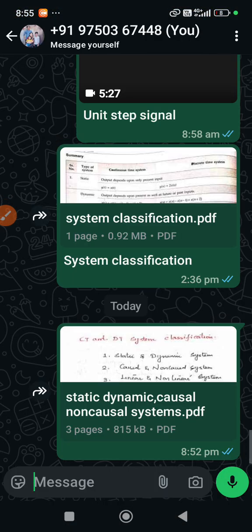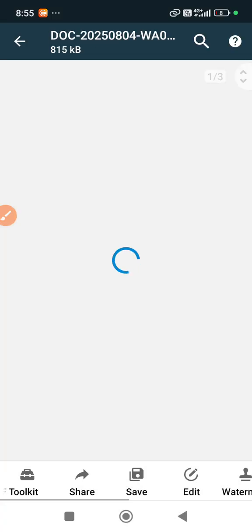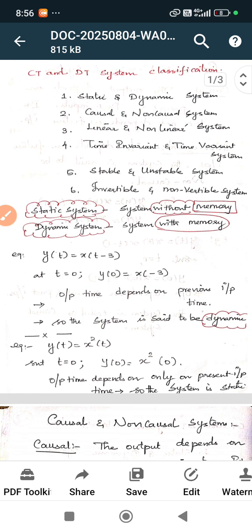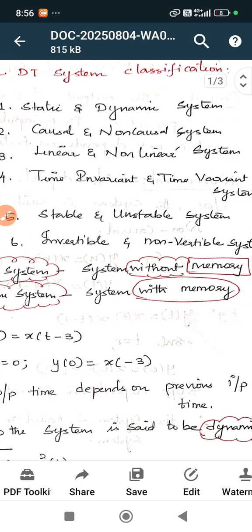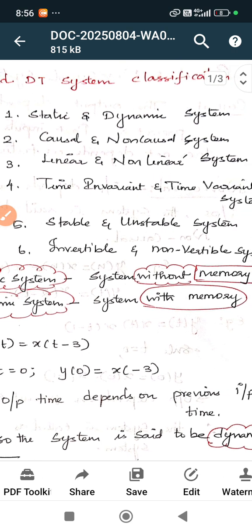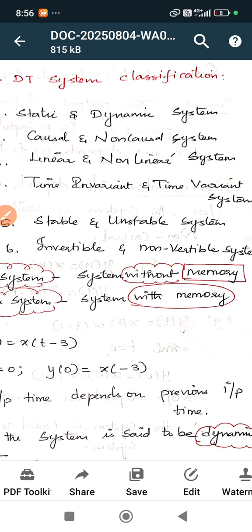In general, CT and DT systems are classified into six types: static and dynamic, causal and non-causal, linear and non-linear, time invariant and time variant, stable and unstable, and invertible and non-invertible systems. Now let us discuss static and dynamic systems, and causal and non-causal systems.